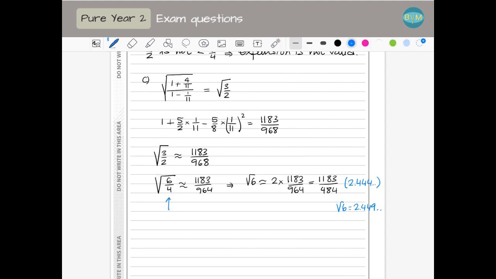So just to clarify, you have √6 divided by 4 is √6 divided by √4, which is √6 divided by 2. Yeah, that's why I multiply. To find √6, I multiply this value by 2. Yeah, that's all with this question. And this is the approximation that you're looking for.